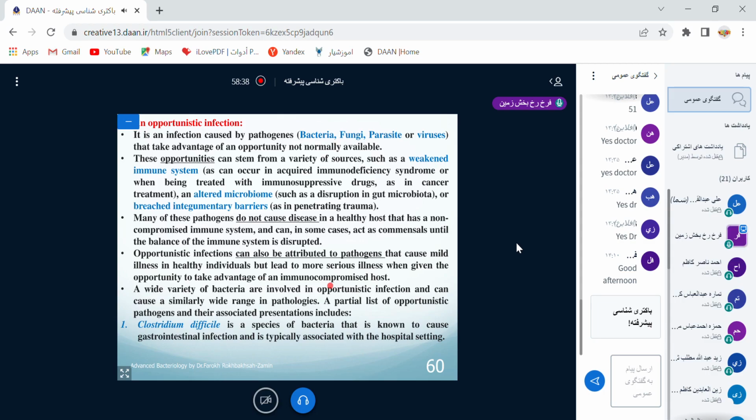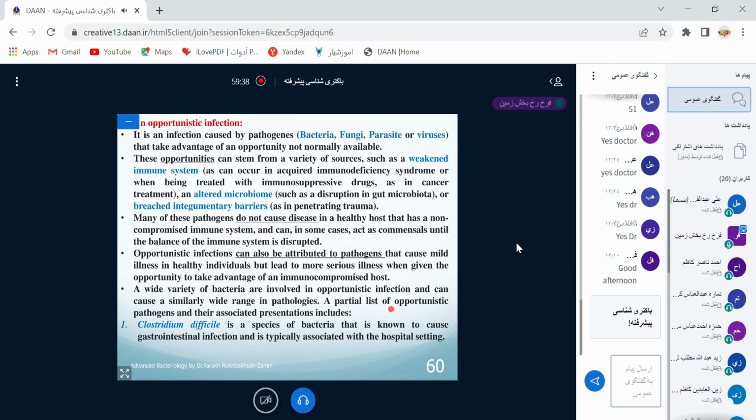So if a real pathogen comes to your body, sometimes they are weak. Some pathogens are weak, some pathogens are strong. If one weak pathogen comes to your body, you go through a mild disease. But if the same weak microbe goes to the body of a patient with an immunocompromised situation, it may be life-threatening and can show a serious infection. A wide variety of bacteria are involved in opportunistic infection and can cause a similarly wide range of pathologies.